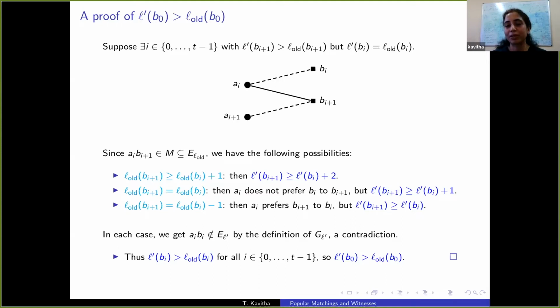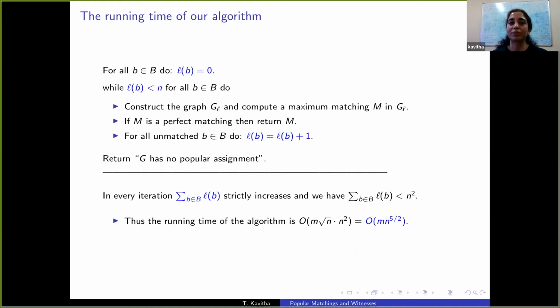So all this follows from the construction of our subgraph, really. The construction of our subgraph gives us this proof. So going back to our algorithm, when we return "G has no popular assignment," we're not making any mistake. G indeed has no popular assignment. And the running time of the algorithm, that's easy to see.